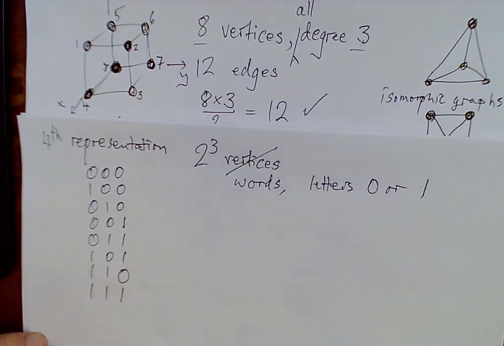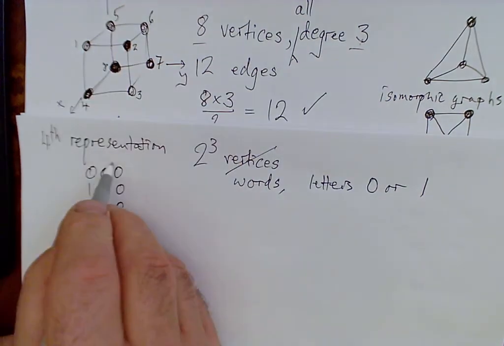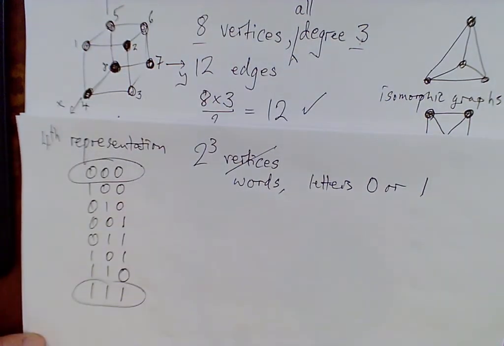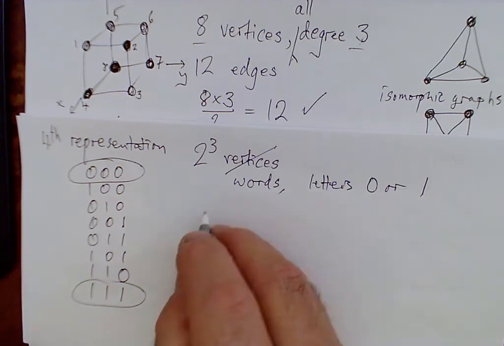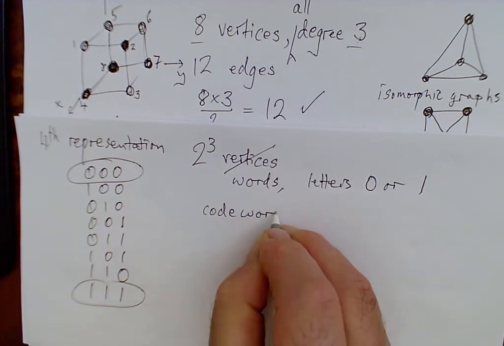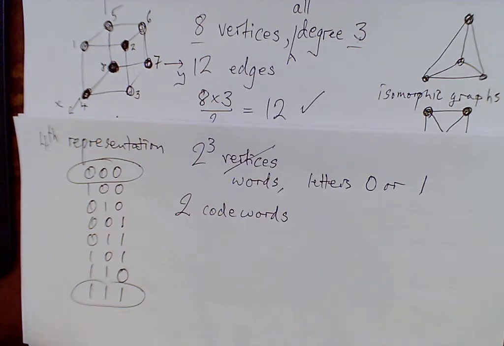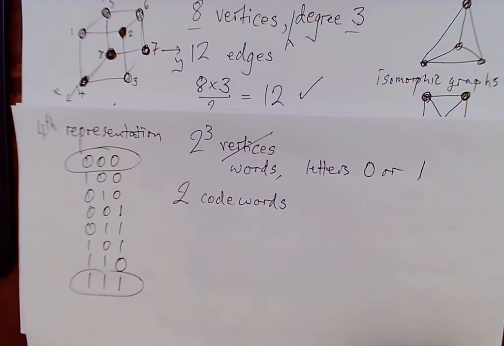And I'm going to distinguish 2 of these words. I'm going to distinguish the origin and the vertex furthest away, which I finished with coordinates 1, 1, 1. And these are going to be special words. They're going to be called code words. So we're just going to have 2 code words in this very simple example. And the idea is this. I think we can get rid of the picture of the cube now.